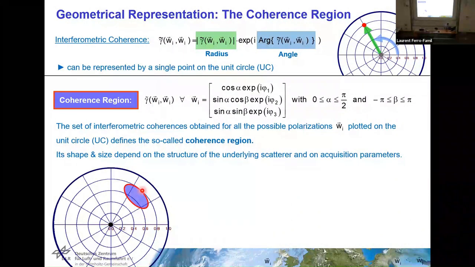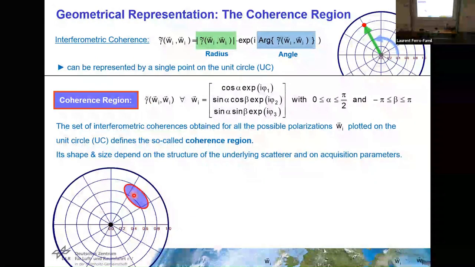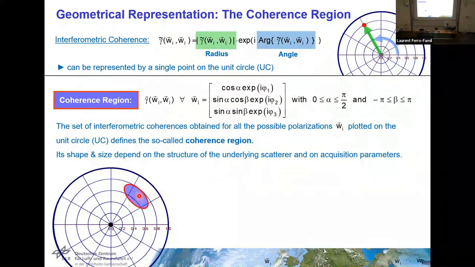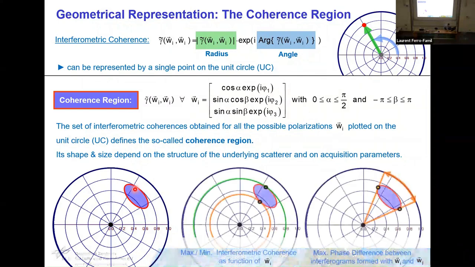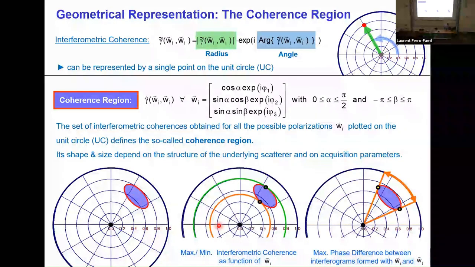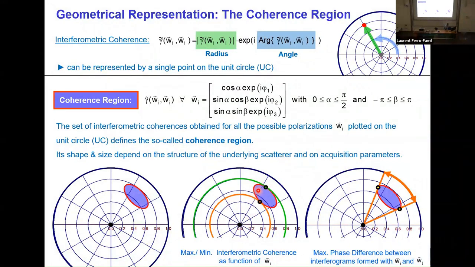And you see this coherence region has an extent. They normally look like this. This is pretty much a regular shape, but it's not necessarily elliptical. So we will see they have different shapes. But the idea is that they have an extent. So they have a radial extent.